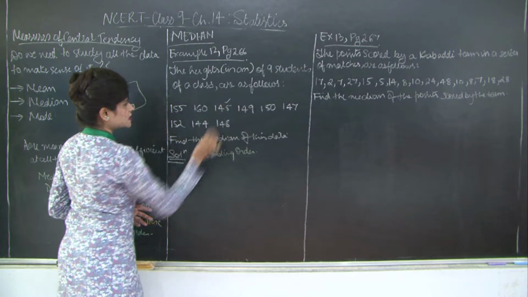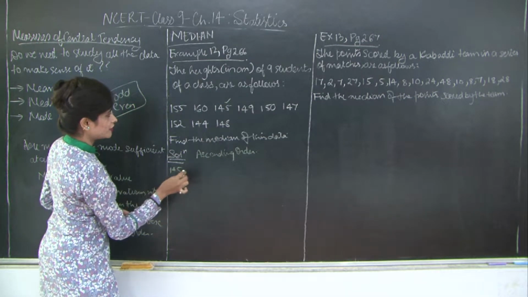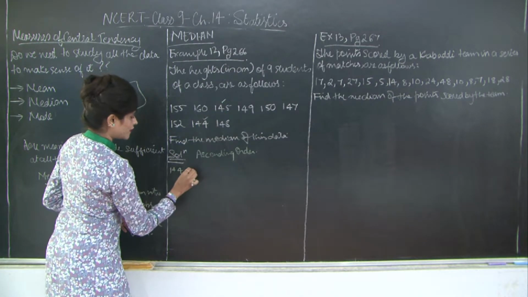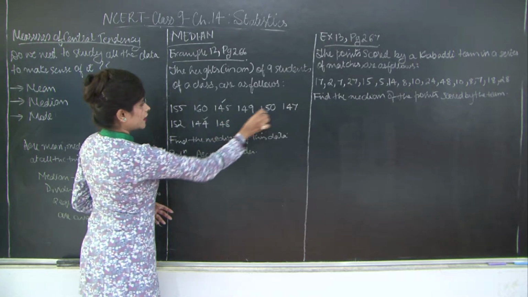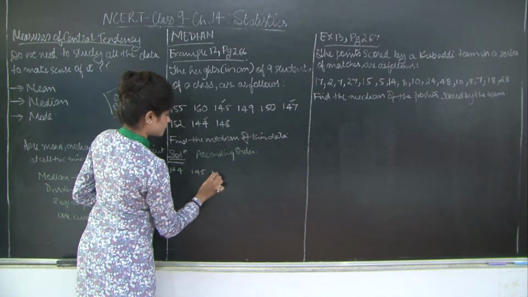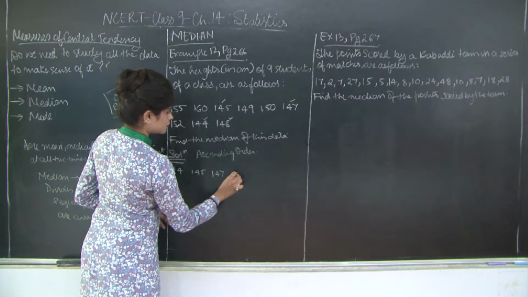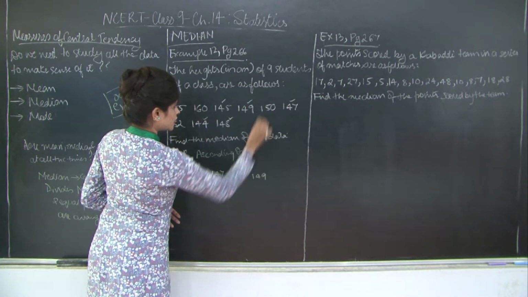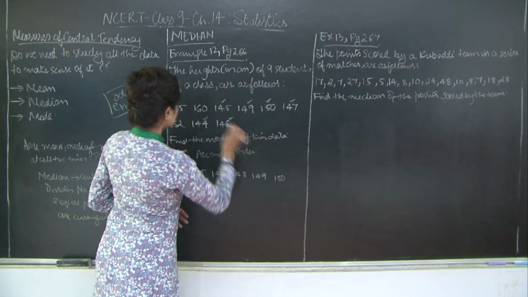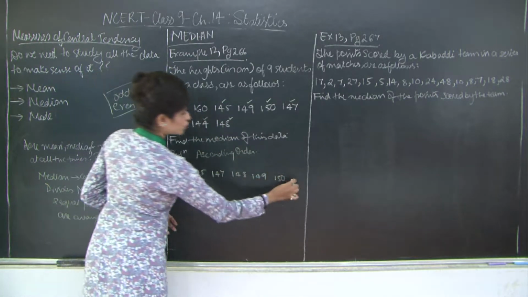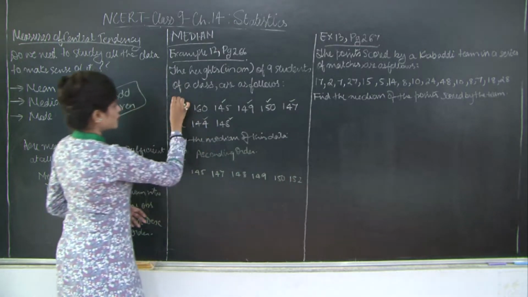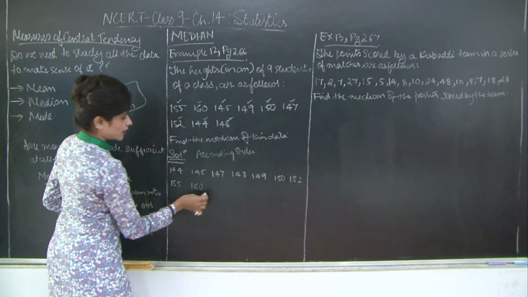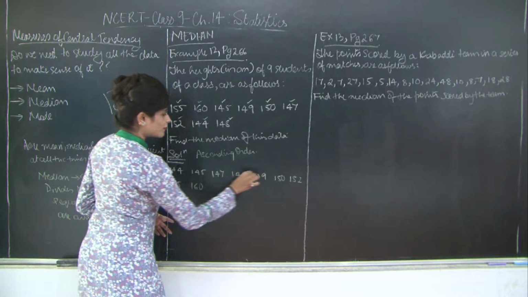The smallest one I see is 145. So 145, I'm sorry, that's 144. Then I have 145, then there is 147, then 148, then 149, then 150, then 152, then 155, and finally 160. So let's see if these observations are 9. 1, 2, 3, 4, 5, 6, 7, 8, 9.